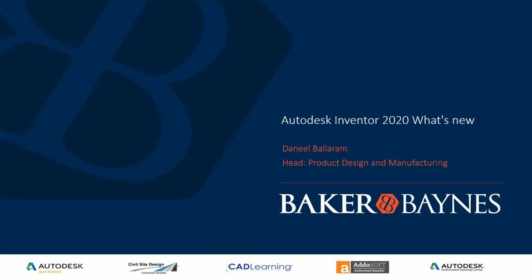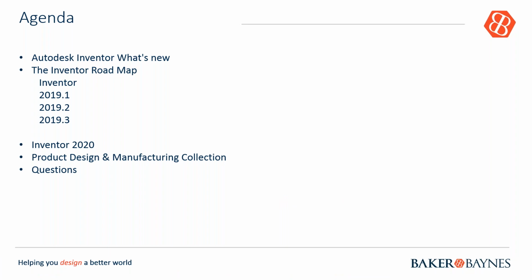So let's get started. The agenda, very quickly: we've got Inventor 2020, what's new, and then we're going to take a little jump into the roadmap of Inventor from the 2019 release. We'll look at some of the features of 2019.1, 2019.2, as well as 2019.3. These are the dot releases that come up with Inventor on a yearly basis. So you'll find that in a year, there's generally about 3 dot releases that come in.